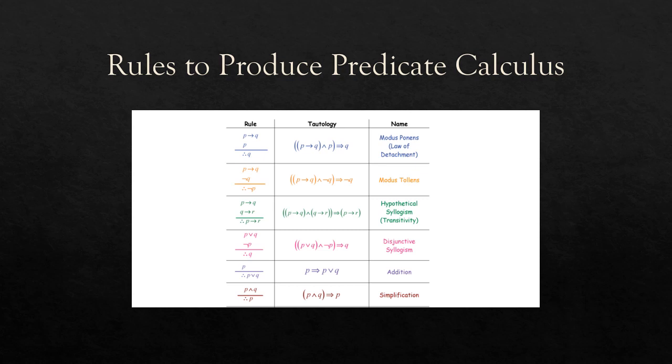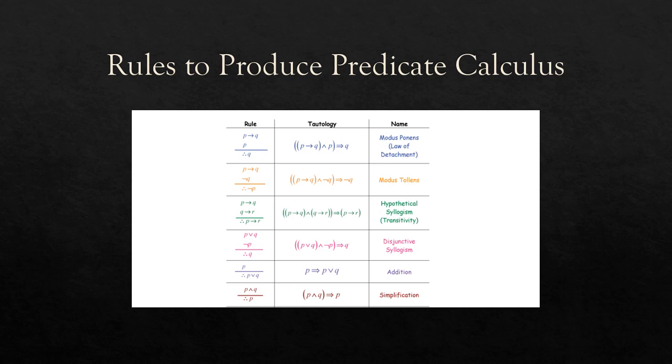Hypothetical syllogism, which is also known as transitivity. Here P implies Q, Q implies R comes, then P implies R, which is a transitive relation between them, and the tautology is P implies Q and Q implies R, therefore P implies R.